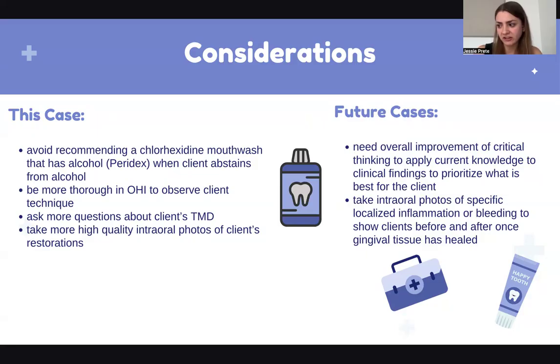I would ask more questions about their TMD and put more effort into researching it to see if there's anything I can do to enhance their comfort rather than worsen their TMD, and I would take more high-quality images of their restorations. For future cases, I need to improve overall in my critical thinking and application of current knowledge with client-specific needs. I would also take intraoral photos of specific localized inflammation or bleeding to show clients before and after once gingival tissue is healing to increase patient motivation and compliance.